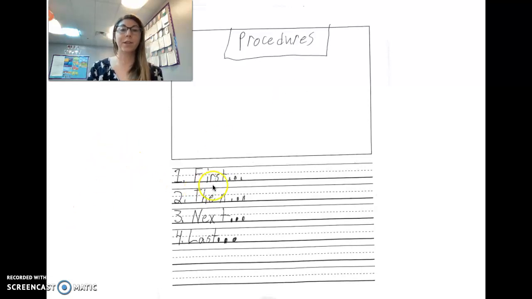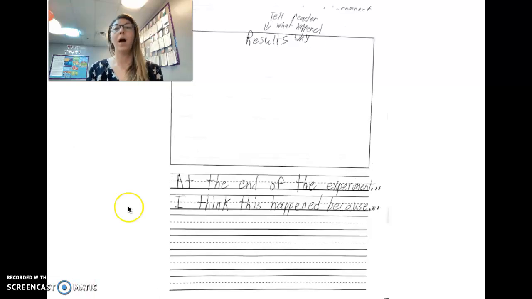Again, if you're doing this online, you do need to do the procedures part, but you're not worrying about a picture. On your results page, you're telling your reader what happened and why. So on your results page, you tell your reader at the end of the experiment what happened, and tell your reader why you think that happened.